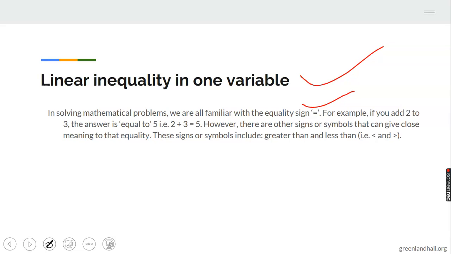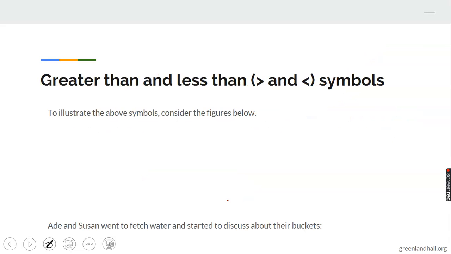From the word inequality, it is not equal. That is the meaning. Now, this sign is for what? This sign is for less than, and this is for greater than. Less than is facing the left. Greater than is facing the what? The right. This is less than and this is greater than. Okay?